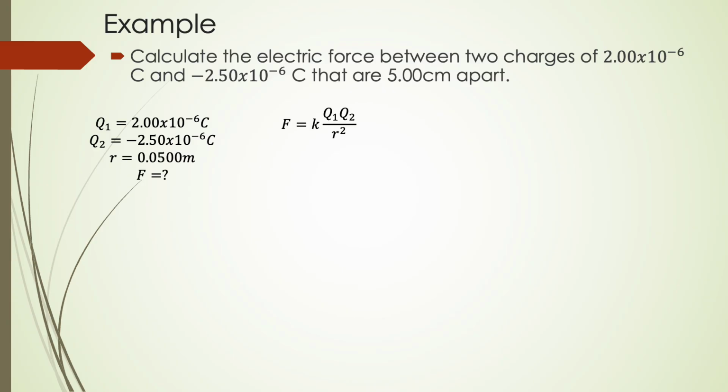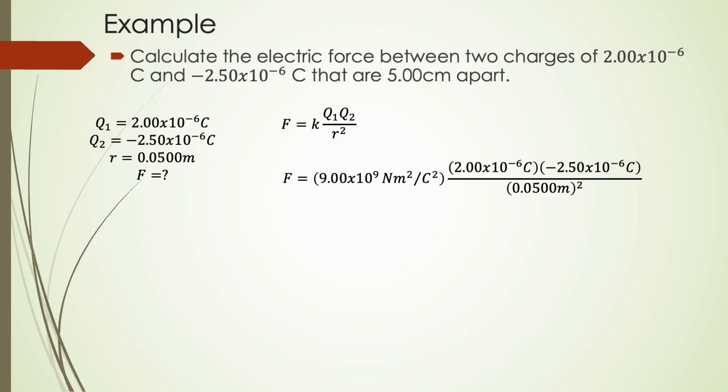So we have our force equals K Q1 Q2 over R squared. In this case, we don't have to rearrange our formula. We have all of our values, so I would substitute our values directly in, and then follow BEDMAS and solve. So in this case, we got 18 newtons. So we have an attractive force of 18 newtons.